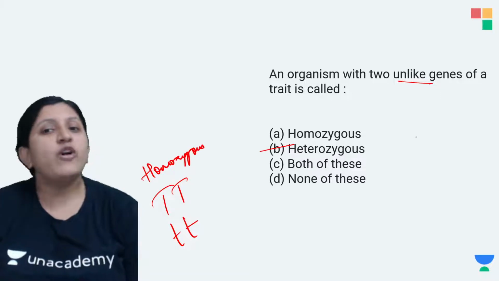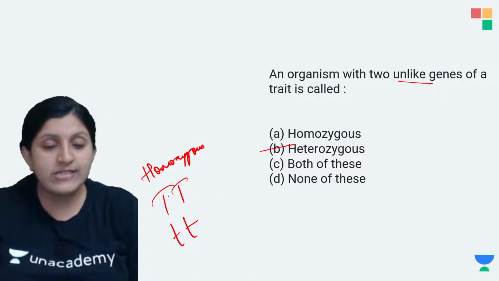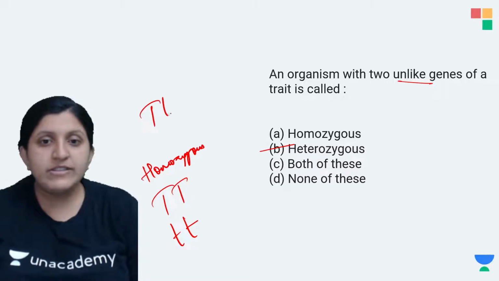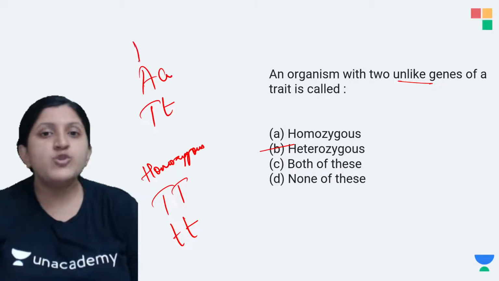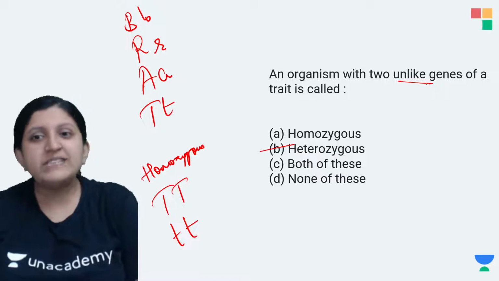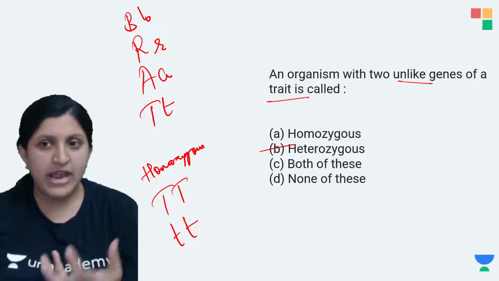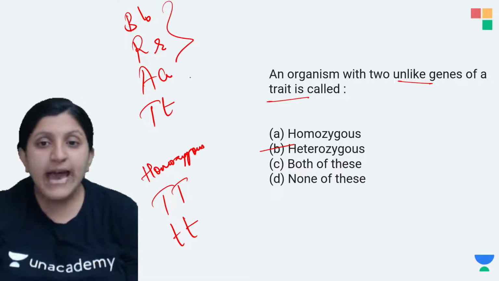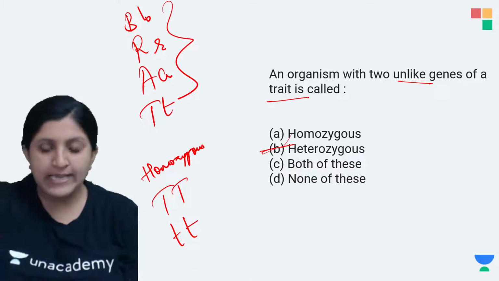Okay, so now what exactly is mentioned? An organism with two unlike genes. So these are like genes, and now these are two unlike genes. That means this is basically two unlike genes of a trait that an organism is having. So that is a heterozygous condition, not at all a homozygous condition.